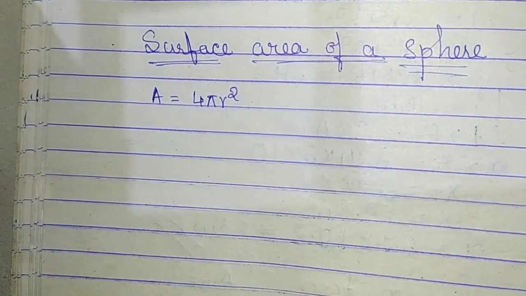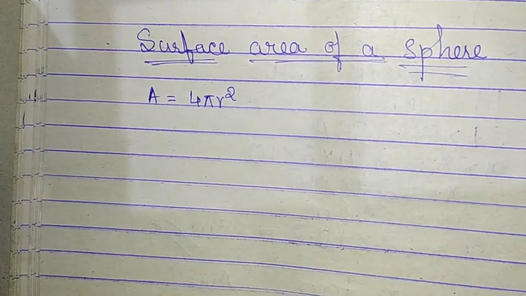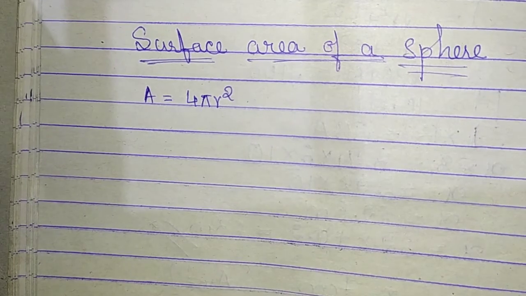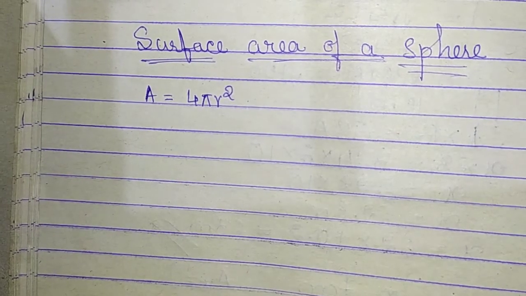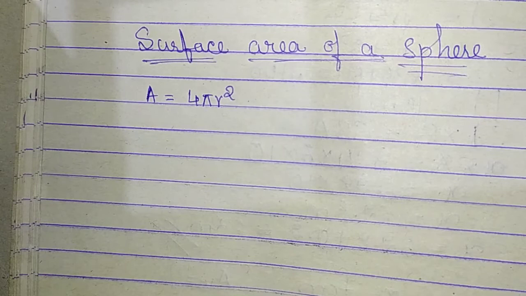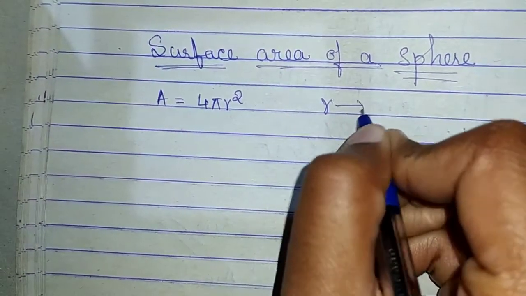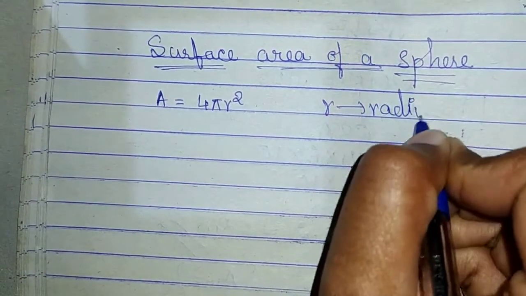In the case of a sphere, we don't say curved surface area or total surface area. The area of the surface of the sphere is given by the formula 4 pi r square, where r is the radius of the sphere.